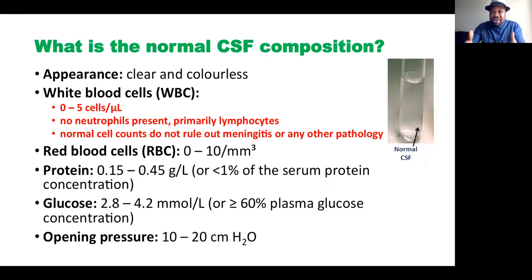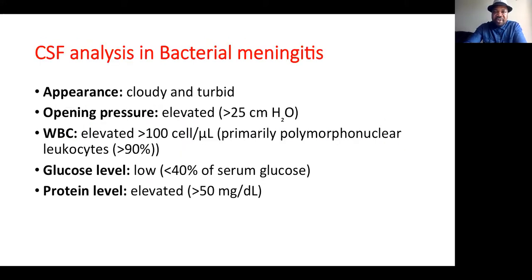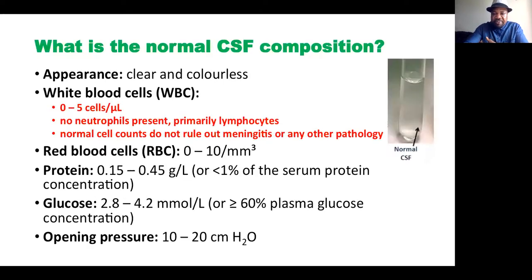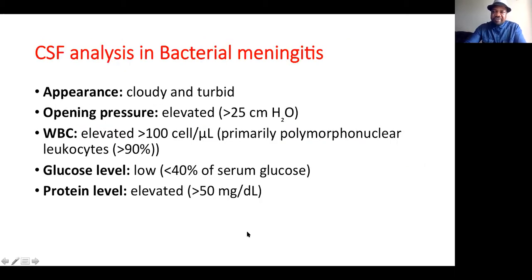And the opening pressure, the normal opening pressure is 10 to 20. That's the opening pressure. So you will see that this might also be high when there is an increased intracranial pressure. Okay, but in bacterial meningitis, we say that the appearance will be cloudy and turbid. The opening pressure will be high. Remember, the normal opening pressure is between 10 to 20, but in bacterial meningitis, because of the increased intracranial pressure, the opening pressure will be elevated.